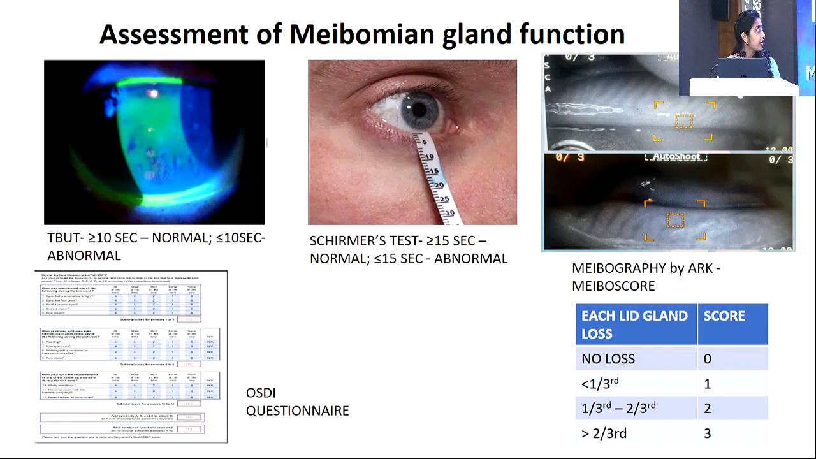Here are the ways we have assessed the meibomian gland function: tear breakup time and Schirmer's test, meibography, and Meibo score by meibography. Usually a meibographer is used, but we have used a customized meibographer by AR machine. And the OSDI questionnaire, a set of questions which the patient answers.